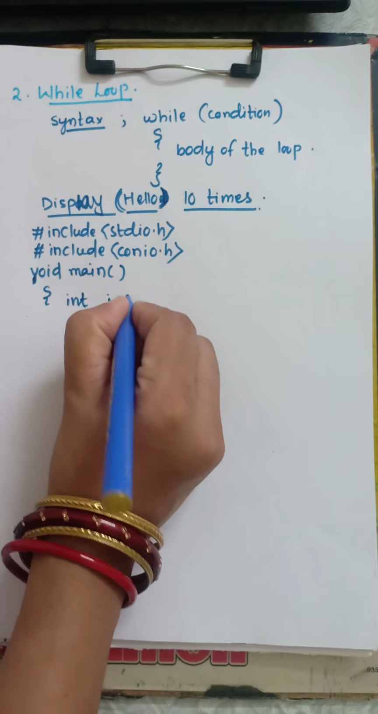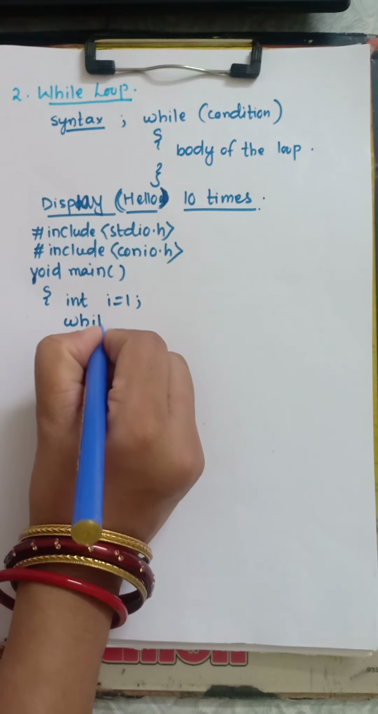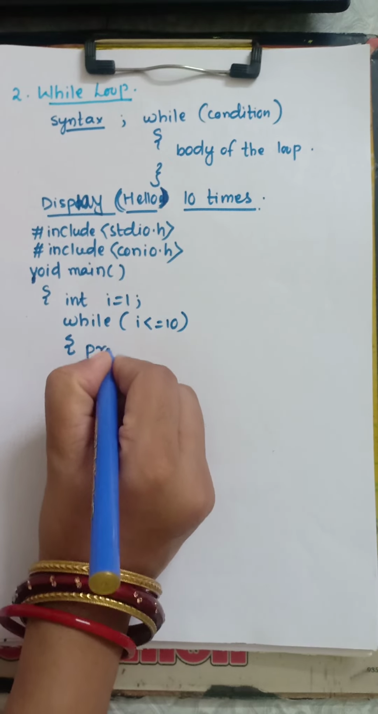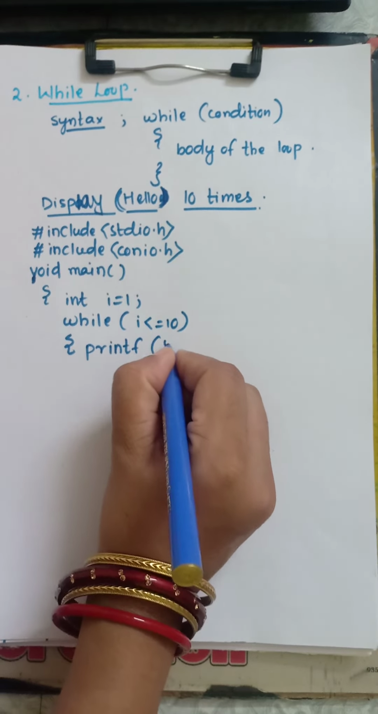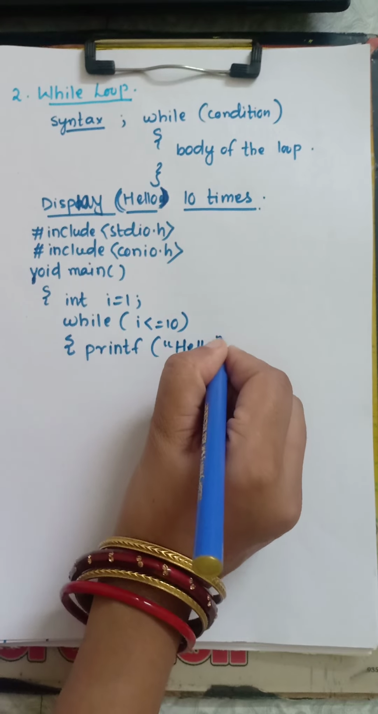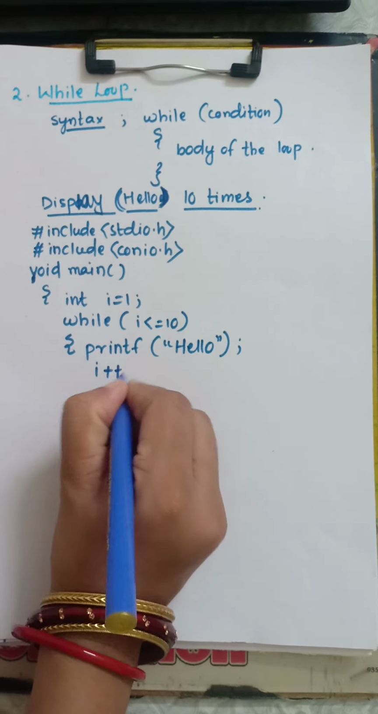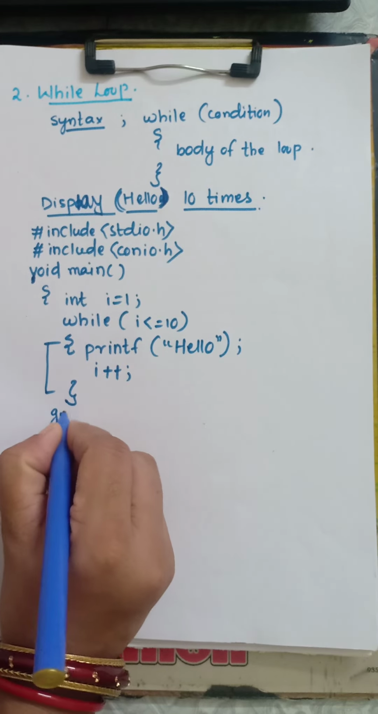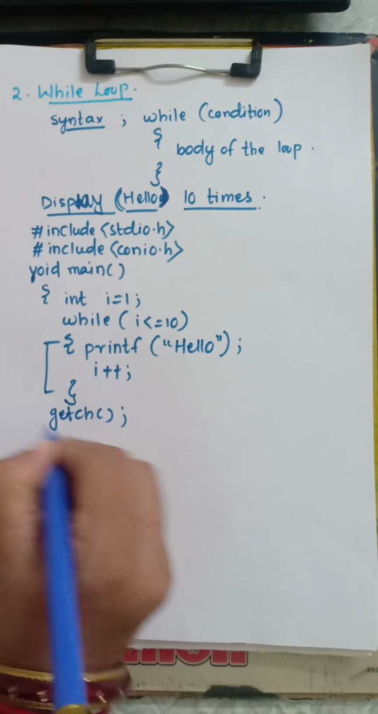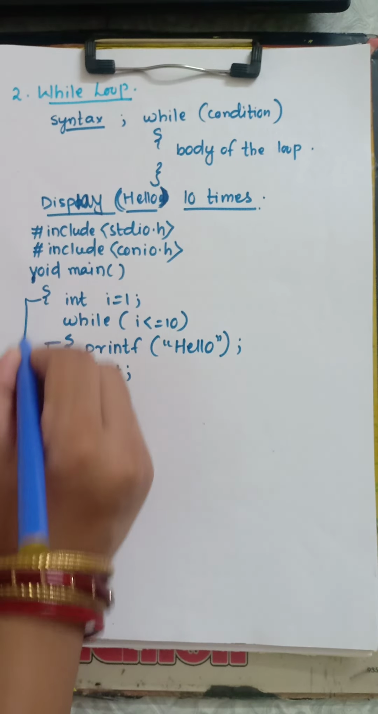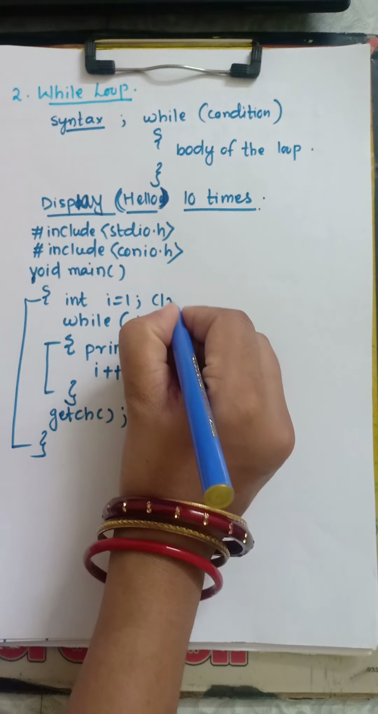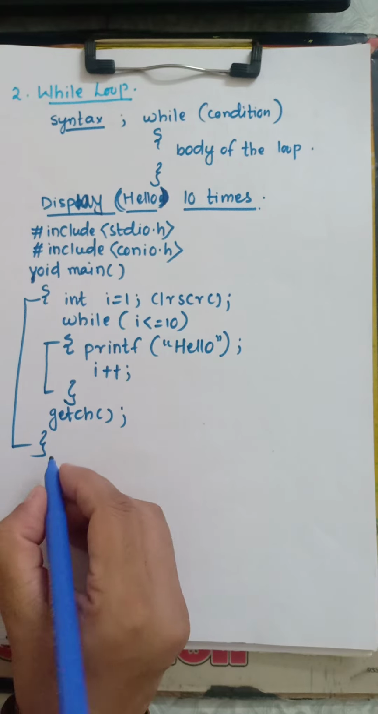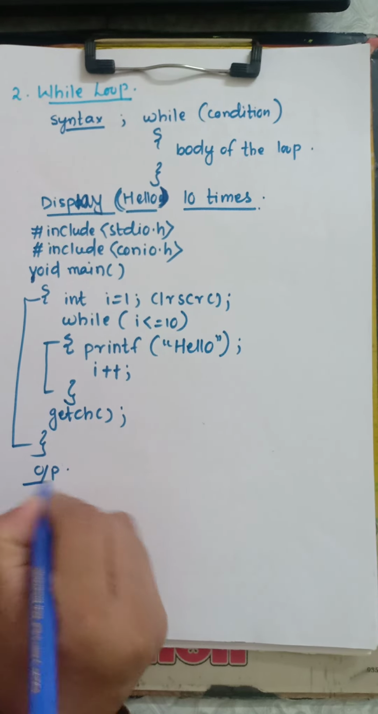then int i equals 1, then we use here the condition while i less than or equal to 10, then we write here printf hello, then here I write i plus plus and I finish my while. Okay, this one is finished here. Next here I write getch, and after that I finish the void main. And if you write clrscr here, it is for clearing the screen. So now what is the output of this program?